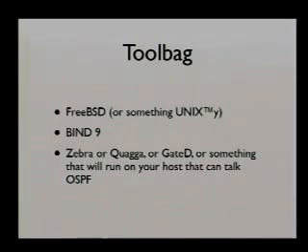So our toolbag here in our open source solution is to use some kind of Unix type operating system. We use FreeBSD at ISC. To use some kind of DNS software, obviously we use Bind. And to use some kind of host-based routing protocol implementation, we've used Zebra and Quagga. We've also used GateD in the past. Something that can talk OSPF in any case.